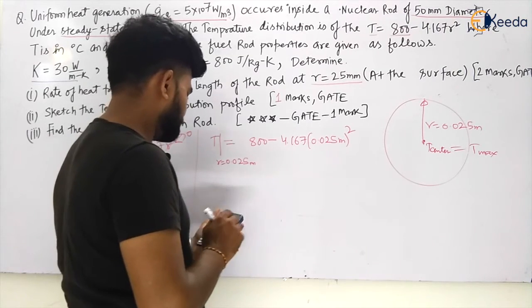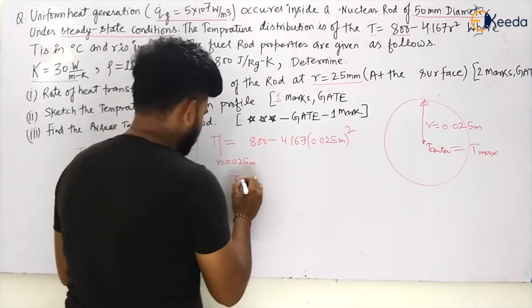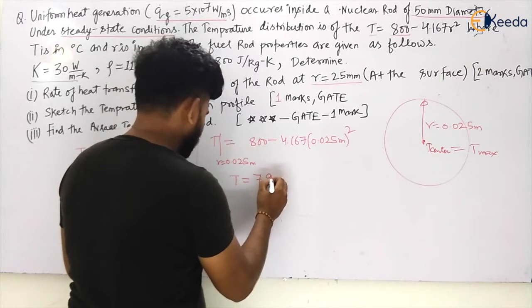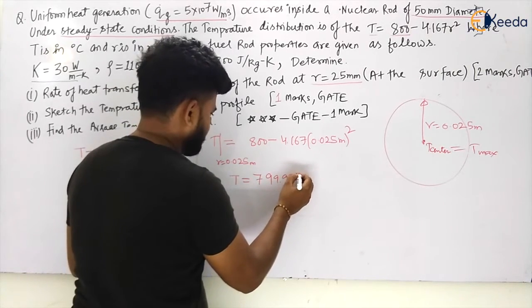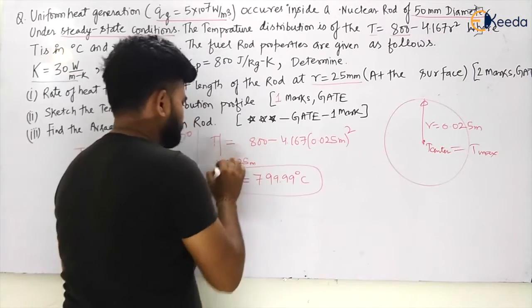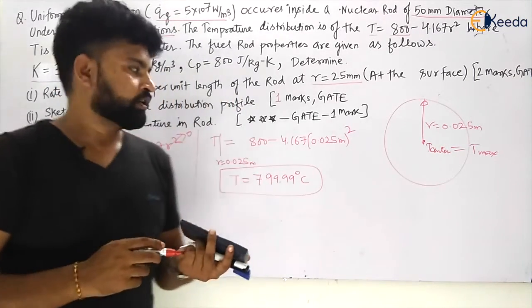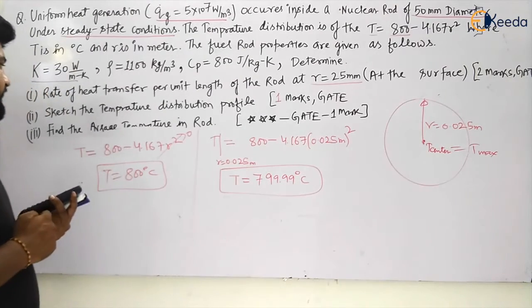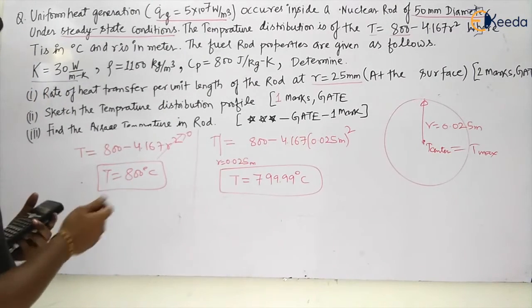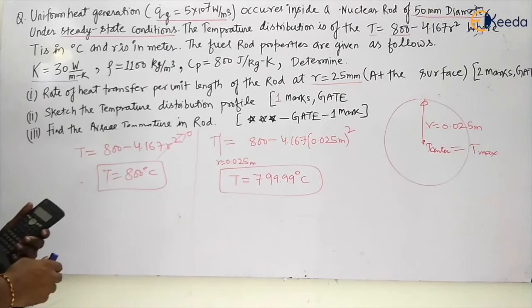So this is coming to be 79. Okay, you can see that T is equal to 799.99 degrees Celsius. So the temperature is coming to be approximately similar, my dear students. Now let us move on to the next, which is to find the average temperature in the rod.